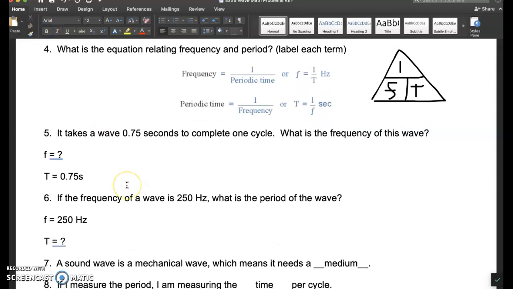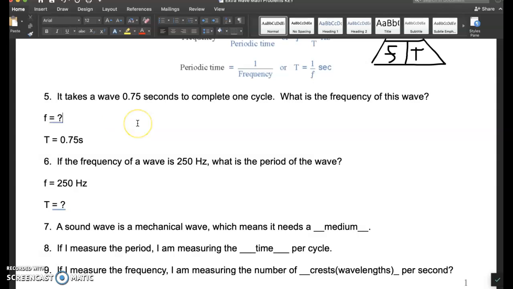Okay, so now the good news is these ones are just pretty simple math. So frequency is equal to 1 divided by period, which is equal to 1 divided by 0.75 seconds, which is equal to 1.3, 1.3 repeating, and it's frequency, so it's hertz.